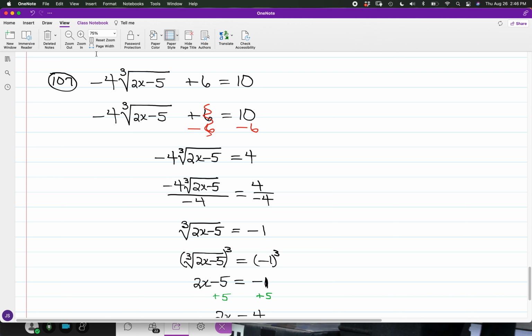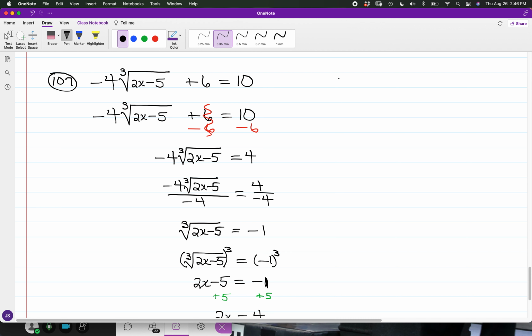Now, in the case of what we have with 108, okay, so going from a cubic root to a fifth root. And here we have -3 times the fifth root of 4x minus 1. We have plus 2 is equal to 8.